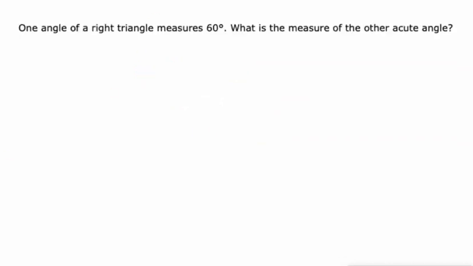All right, this says one angle of a right triangle. Well, if it's a right triangle, it has to have a 90-degree angle. Okay? And it says another angle measures 60. And then we're trying to find the third angle, the other acute angle. So we don't know what that is, but we know that those three angles together will add up to 180.